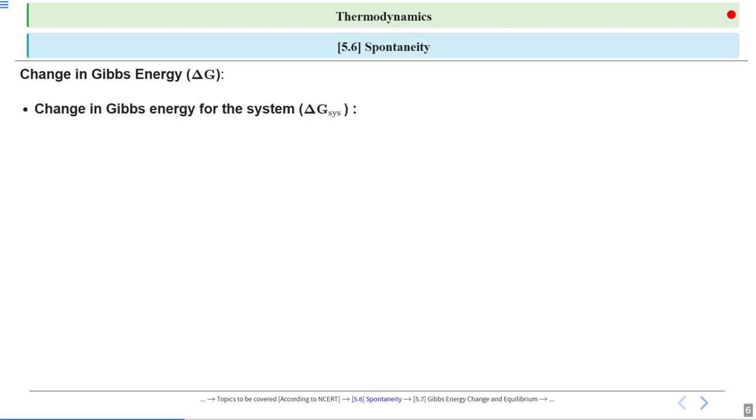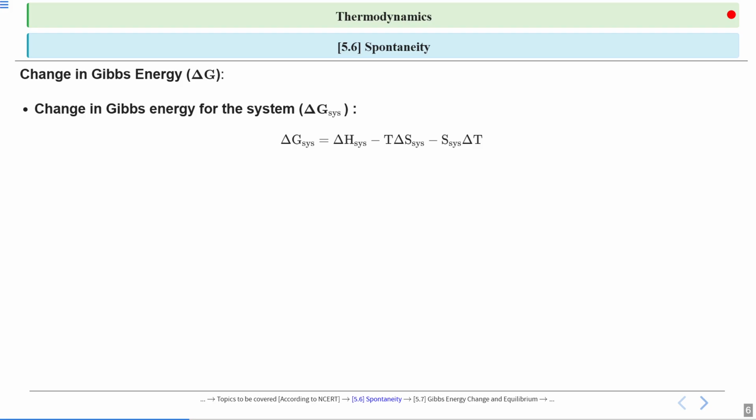Now moving on to the change of Gibbs free energy for the system, we can write it as delta G is equal to delta H system minus T delta S system, then we have S system delta T. So basically it's a type of differentiation if you see. In the first part we are keeping T constant and differentiating the entropy. In the second part we are keeping the entropy constant and differentiating the temperature.